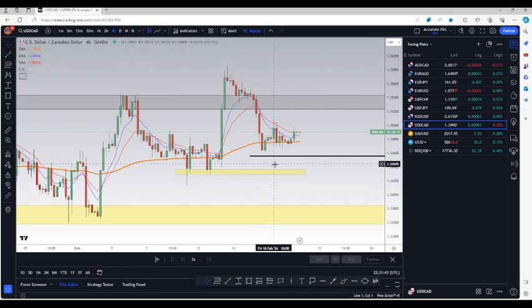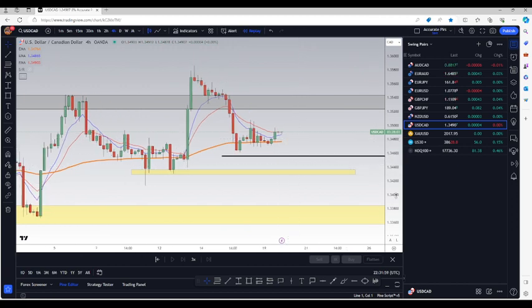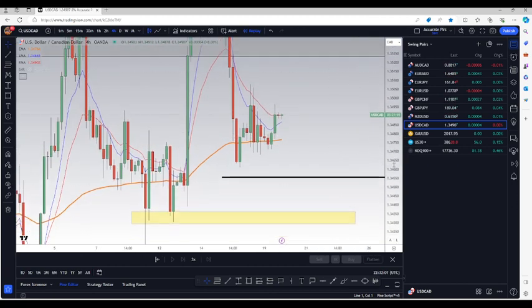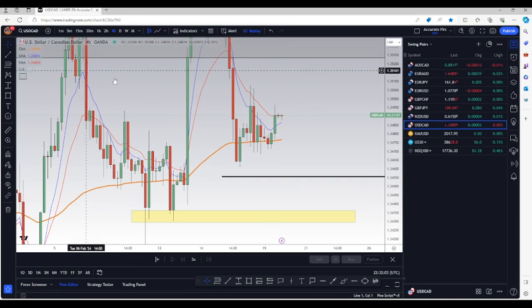For USD CAD, I would have wanted price to come down here before I even look to be taking a buy trade, but for now it doesn't look like it wants to. To be honest with you, it looks like it actually wants to push towards the upside now. So it's in a tricky place to even try to get a buy on USD CAD.